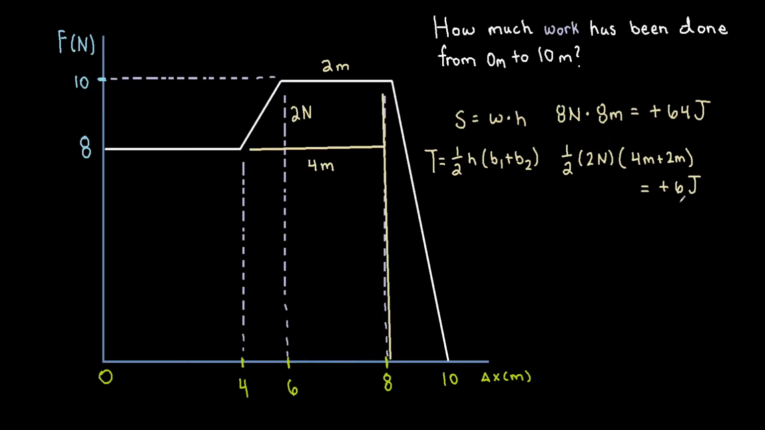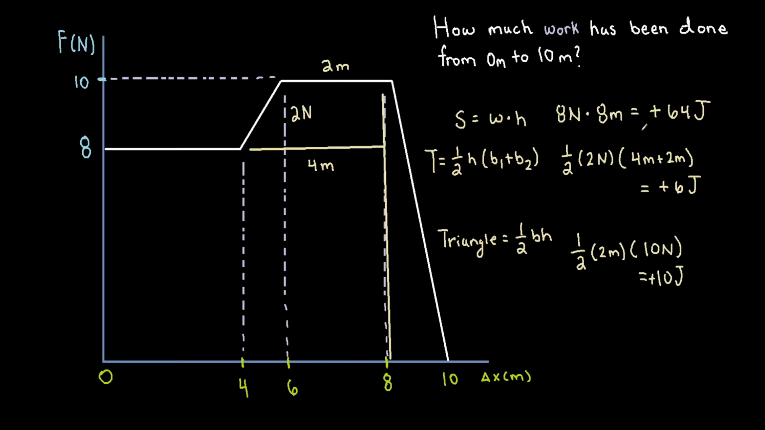Now let's solve for the area of the triangle. So the area of the triangle is equal to 1/2 times the base times the height. So the base of the triangle is 2 meters. So 1/2 times the base, which is 2 meters. And the height of the triangle is 10 newtons. So we'll have 10 newtons. And this equals 10 joules.